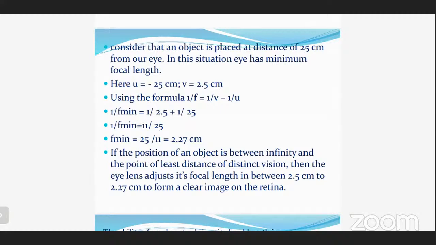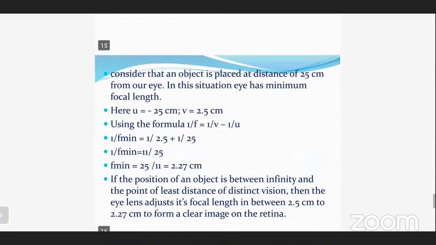After solving this, 1 by f minimum is equal to 11 by 25, and f minimum is equal to the reciprocal, 25 by 11. After the simplification, it is 2.27 centimeter. This is the minimum focal length.